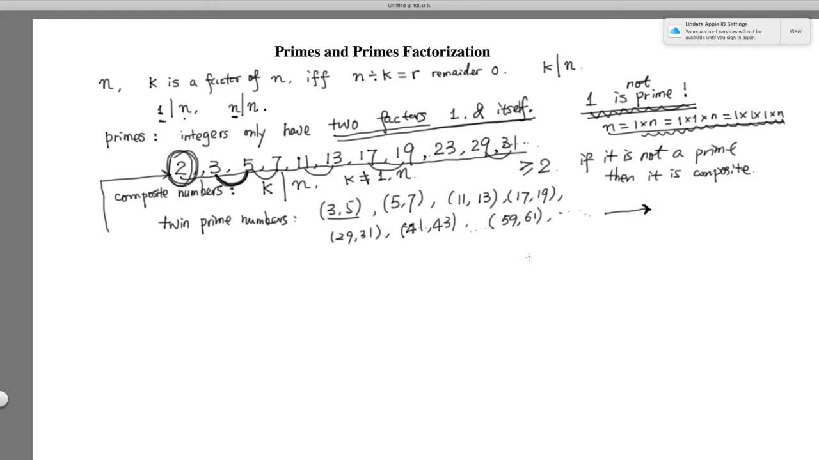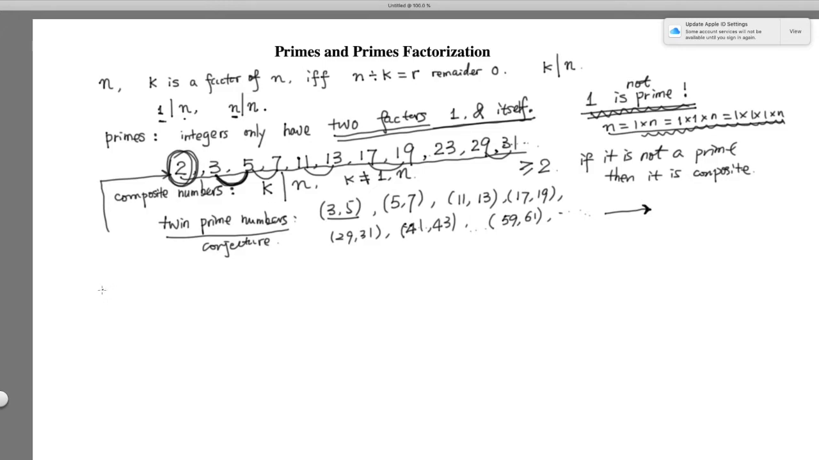But no one knows this for sure. And this is the so-called twin prime number conjecture. This conjecture says there are infinitely many twin prime pairs. And no one has proven it. And there is a big reward for anyone who can prove that conjecture.